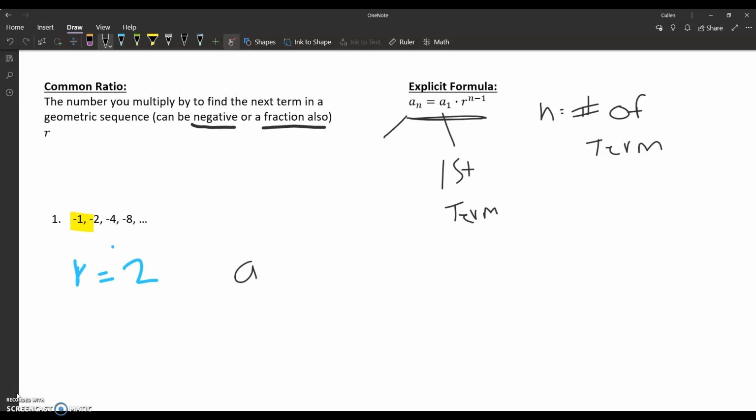So our explicit formula, let me write that too, is going to be AN equals, and you always have AN. A1 is -1, and then times, plug into the formula, R that we just found is 2. And then I'm going to raise that to the n-1 power. That n-1 is an exponent. Okay, so that's the explicit formula for that one. Let's go find a couple more of them.